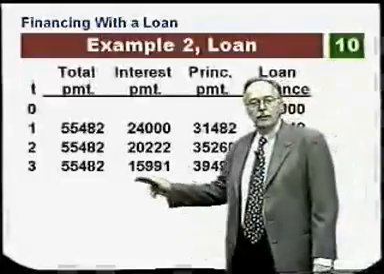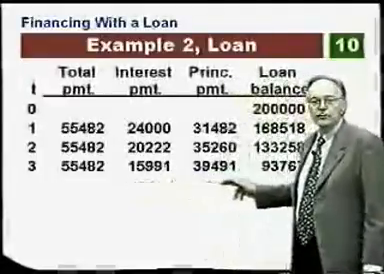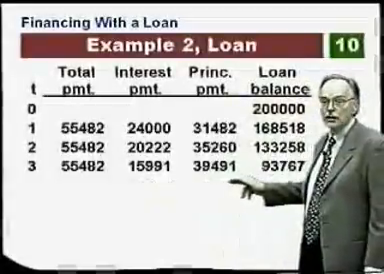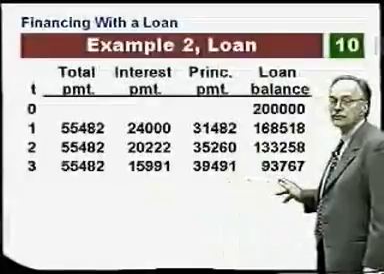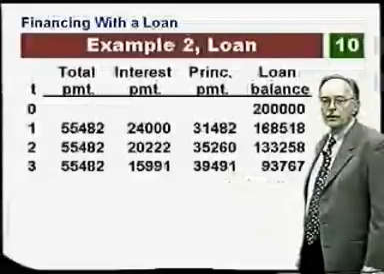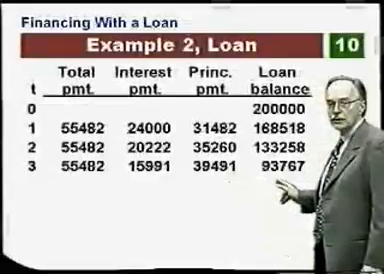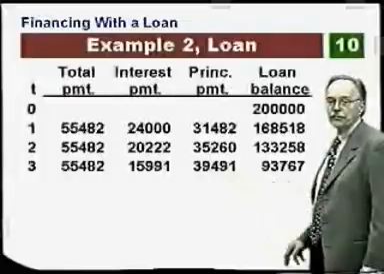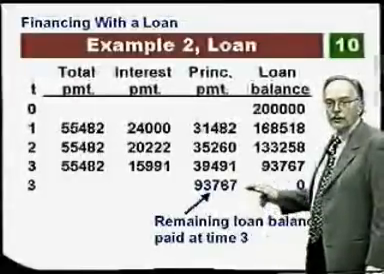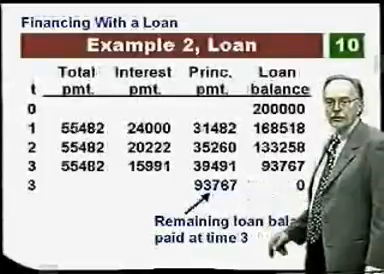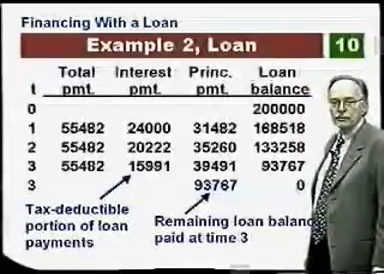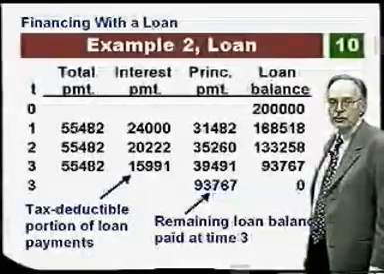And we subtract that from our total payment. That leaves us with a principal portion of $39,491. We use that to reduce the loan. The loan drops to $93,767. So this is a slower repayment scheme compared to example 1. In example 1, we dropped this loan balance to $80,000 at the end of the third year. Because of the premature termination of the loan, we're going to pay off this amount at the end of the third year also. And then just as a reminder, the tax-deductible portion of the loan is just the column representing the interest payments.